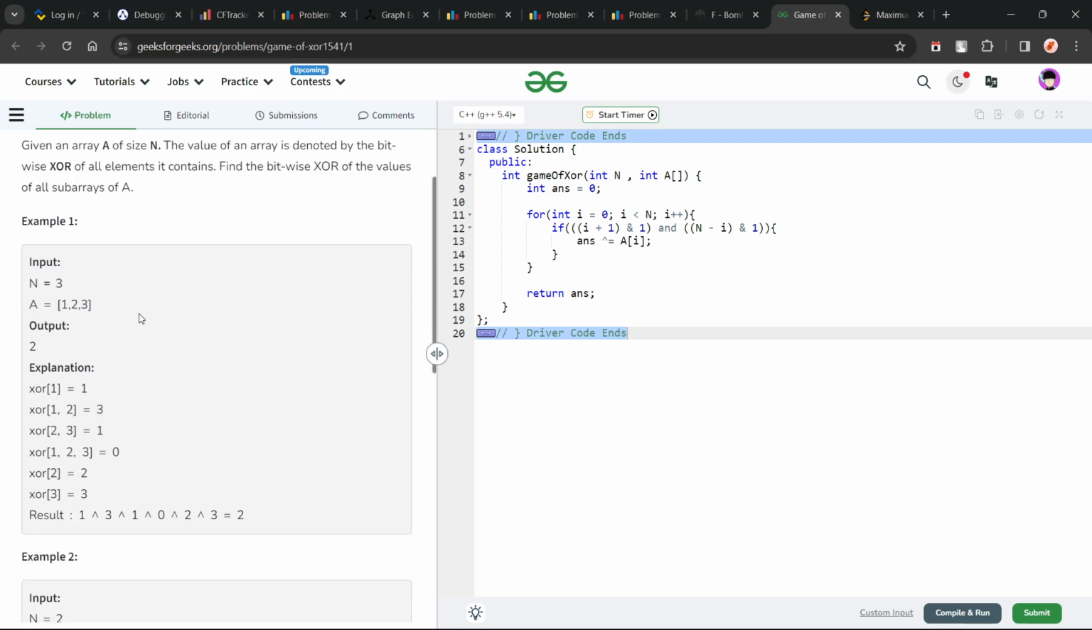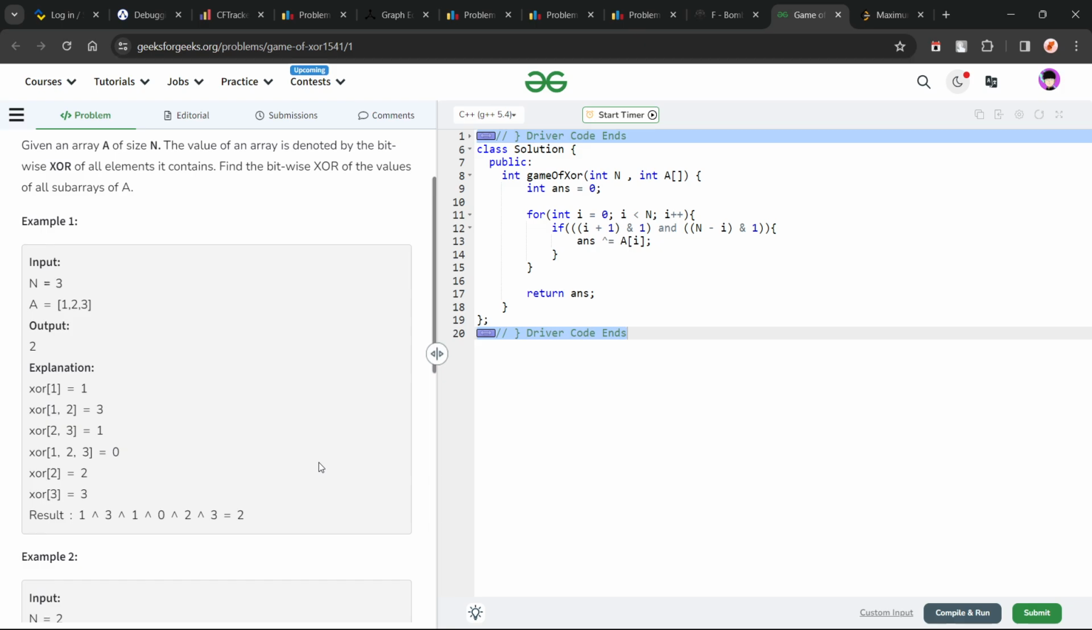So for example, here you see that this is the array 1, 2, and 3. We have to consider all the subarrays of this particular array, that is 1, 1 2, 2, 3, 1 2 3, and 2 3. Now when we have considered all of these subarrays, we have to take the XOR of each of them. This is the XOR of the first subarray, this is the XOR of the second subarray, this is the XOR of the third subarray, and so on. Now after we have taken all of the XORs, we have to take the final XOR of all these values.